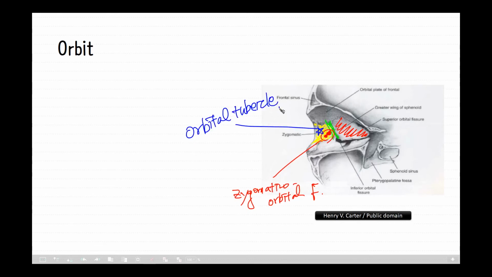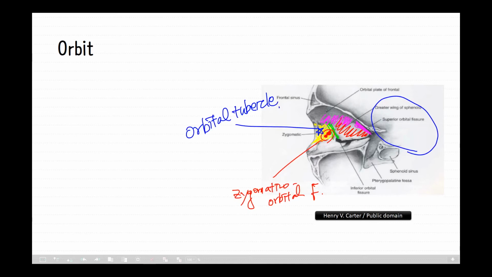The lateral wall is the thickest wall of the orbit, especially posteriorly, where it separates the orbit from the middle cranial fossa. Middle cranial fossa is around here. Anteriorly, the lateral wall separates the orbit and infratemporal fossa. The lateral wall and roof are continuous anteriorly, continuous around here, but are separated here by the superior orbital fissure.